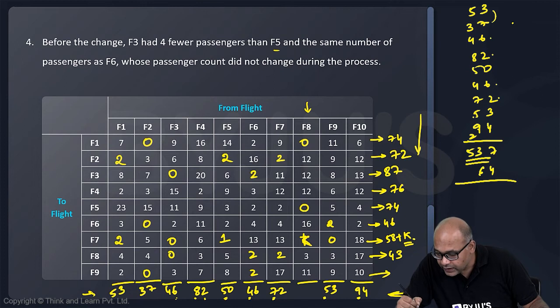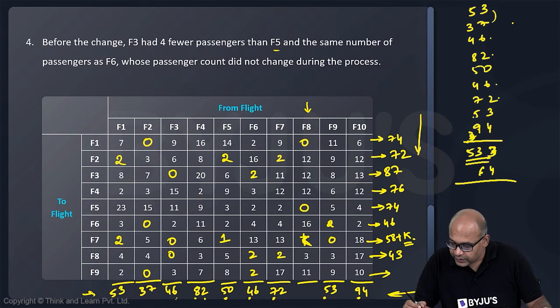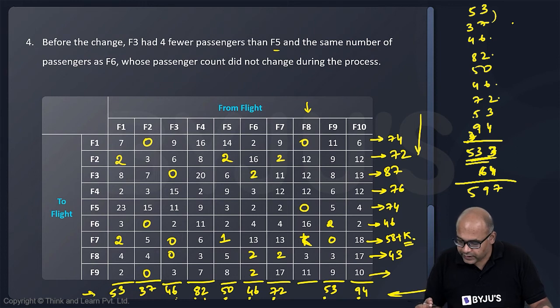10, 16, 18, 20, 26, 29, 29 plus 4, 33. Okay, 33. So 9, 10, okay, is it 33? Yeah, 9, 10, 11, 12, 17, 24, 28, 29, 33, 41, 45, 50, 53. So this is, okay, 64. This is 597.